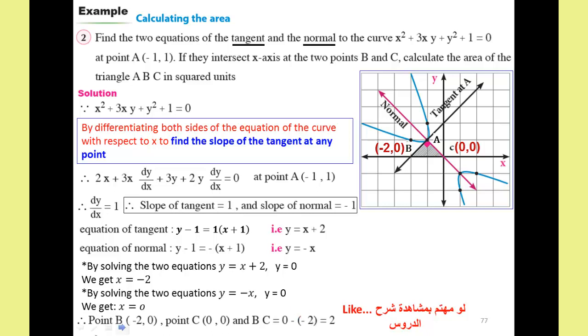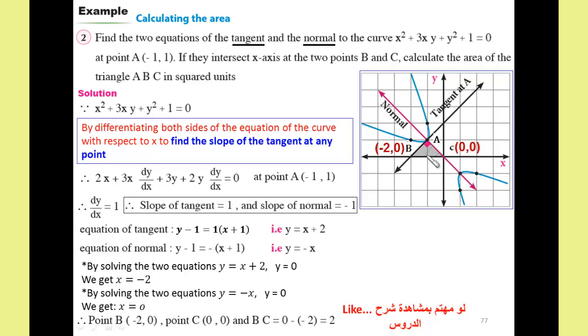And we write all of this. Point B will be negative 2 and 0. Point C is 0 and 0. The length of line segment BC equals 0 minus negative 2, which equals 2. This length equals 2 units, right?